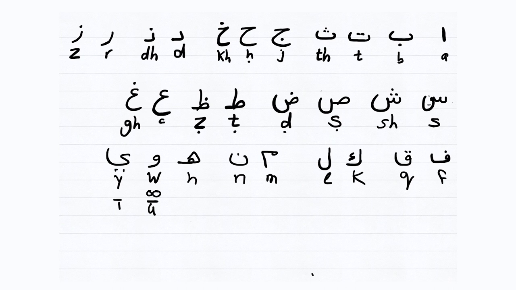Ayn, ayn. Ghayn, ghayn, that's from your throat as well. Ghayn. And then a simple one, fa, F. Qaf, kaf, lam, meem, noon. And then we have ha, which is H. Waw, ya. This is the alphabet in Arabic. So are we done? Not really.